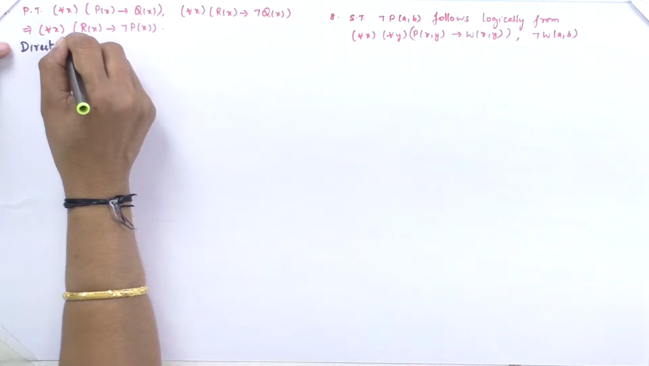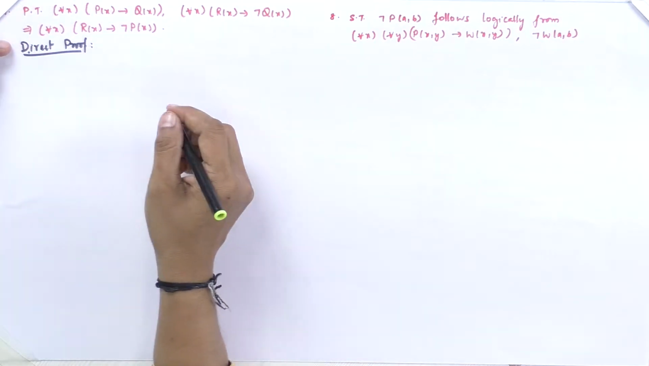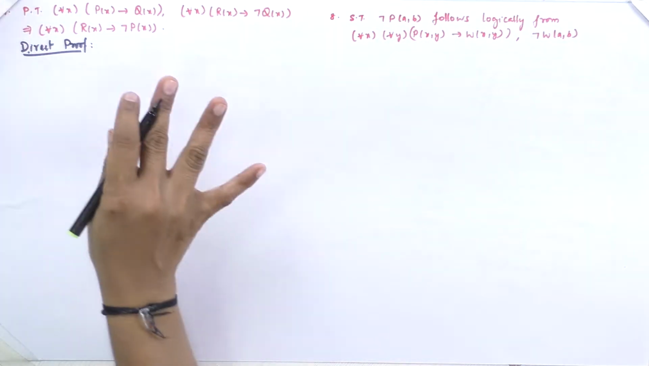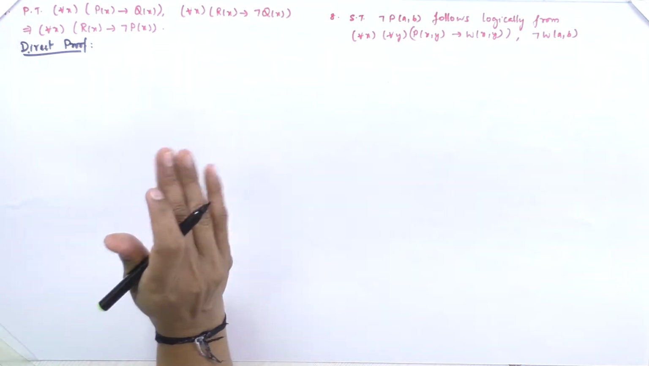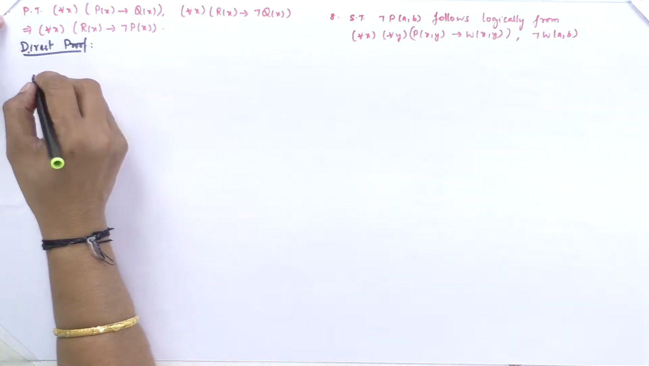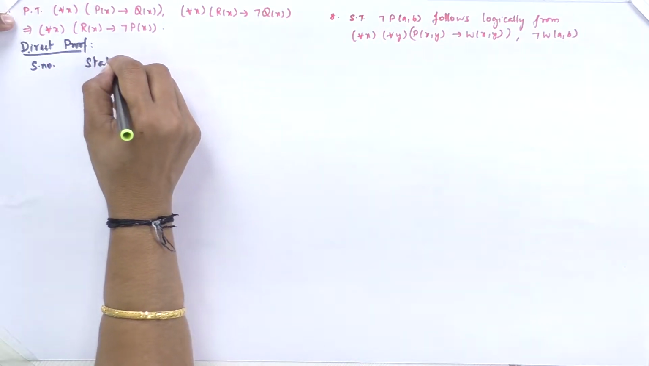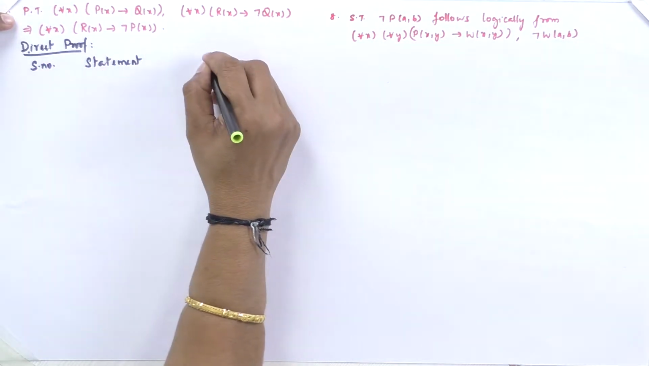Whichever proof we want to apply, we can apply, no harm in it. It is not the case that one has to use only direct or indirect, whatever we are very much familiar with, accordingly we can do it. So now here serial number, statement, then explanation.